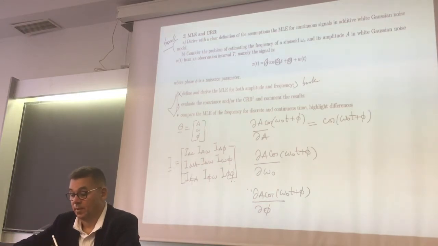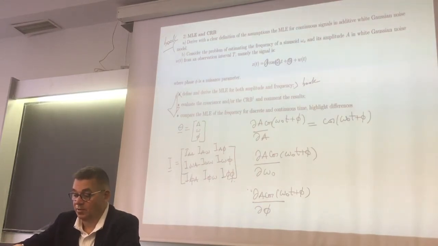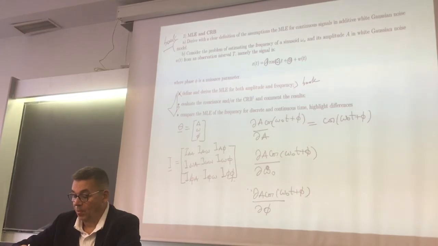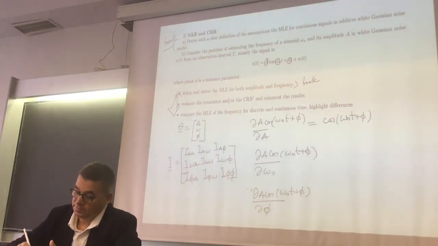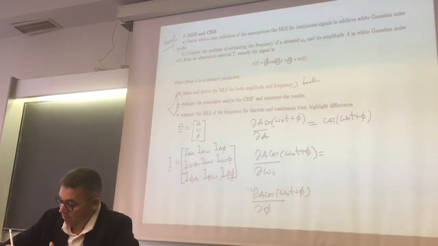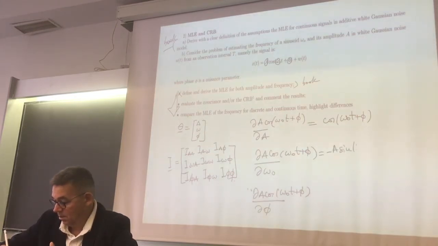Now, what is the derivative with respect to omega? Well, I have A. The derivative of cosine is minus sine, so it's minus sine of the argument, and then the derivative of omega 0 t is t. So it's minus A sine omega 0 t plus phi, multiplied by t.